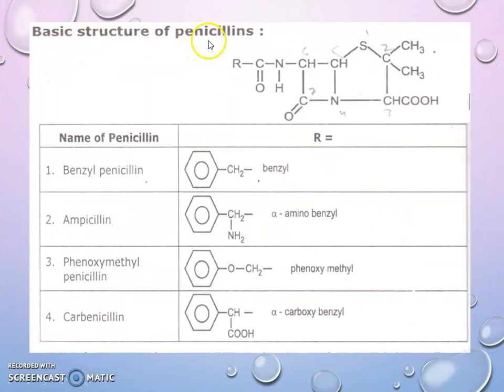Now, the basic structure of penicillin. This is the basic structure of penicillin. Depending upon this R group, the penicillins are divided into different penicillin groups. For example, benzyl penicillin, in which R is substituted by a benzyl group. Ampicillin, in which R is substituted by an alpha amino benzyl group. Then phenoxymethyl penicillin, in which R is substituted by phenoxymethyl, and carbenicillin, in which R is substituted by alpha carboxybenzyl.